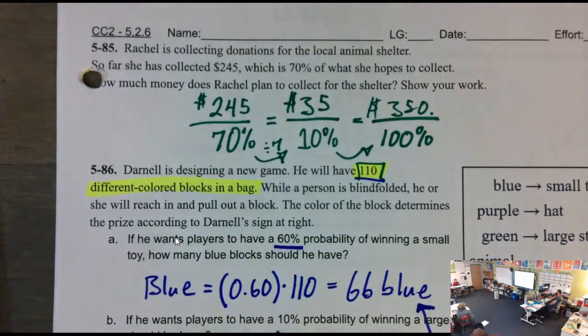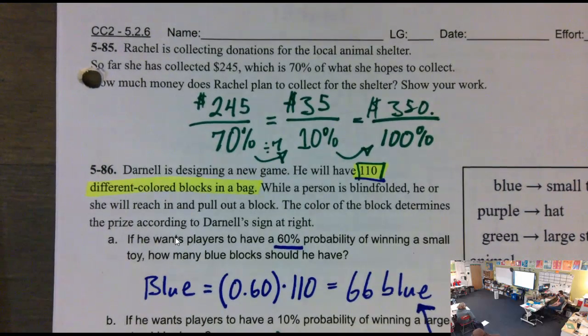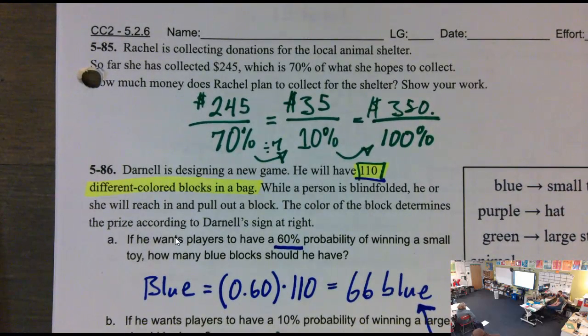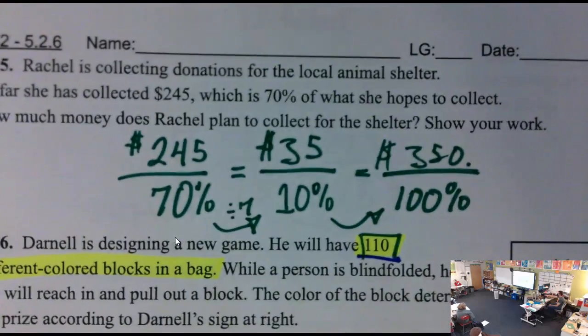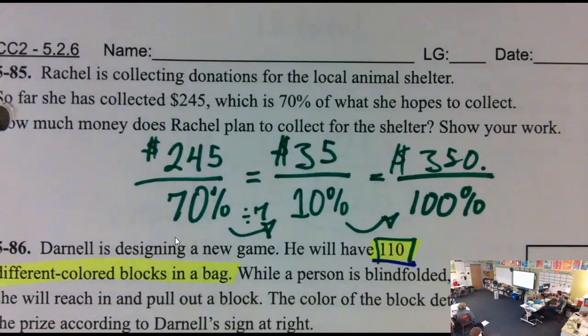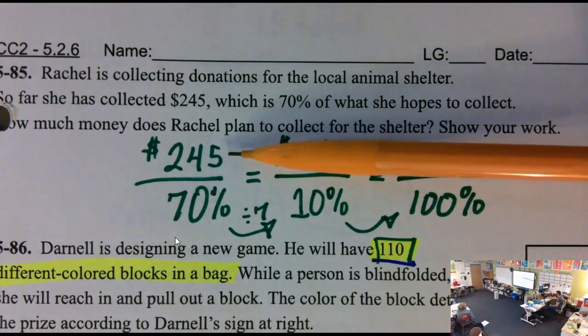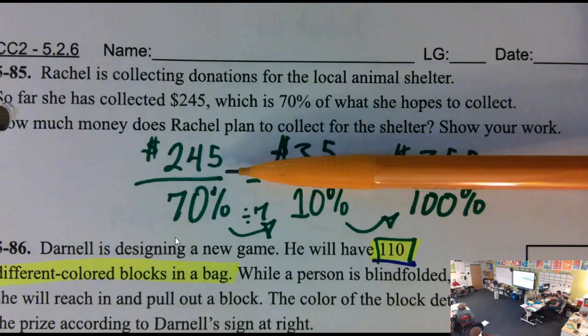10% method. Exactly what I just showed. Except instead of starting with 100%, they start us with 70. So if you're squinting, you might need to get glasses because you're not that far away. They give us $245 is 70.